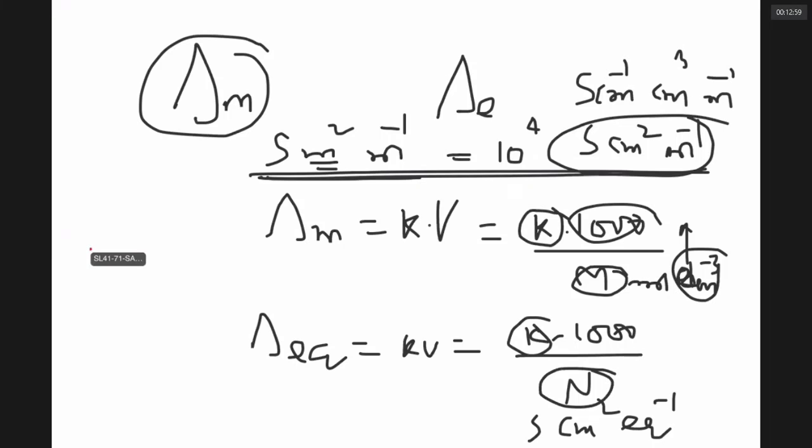Yes, sir. Clear. Sir, somebody is giving you the value of the resistance offered by a conductor. Somebody is also giving you the value of the cell constant. Can you find K, sir?